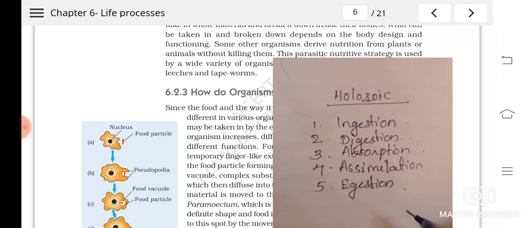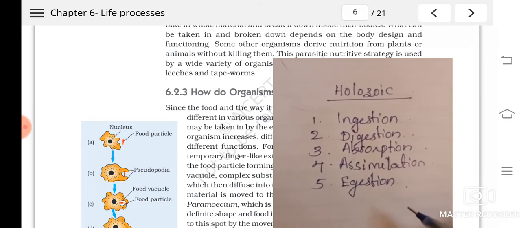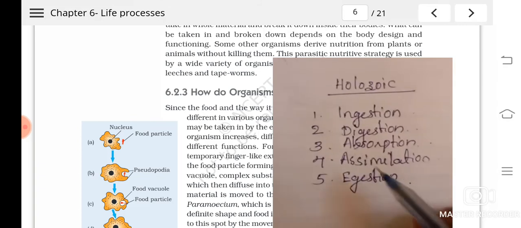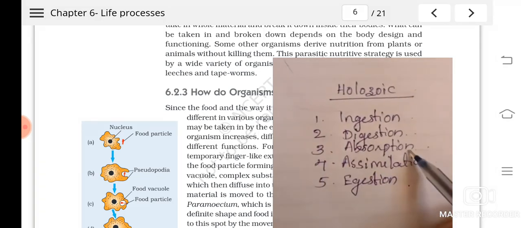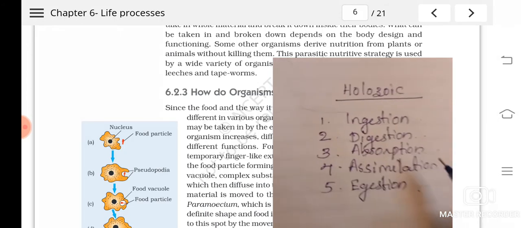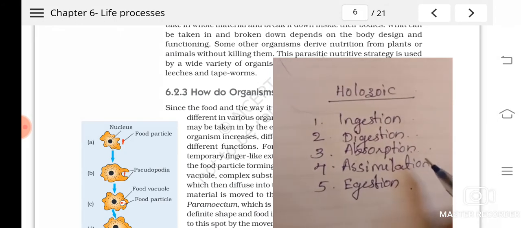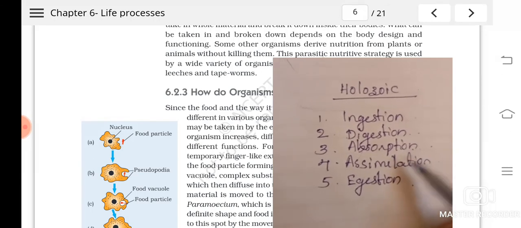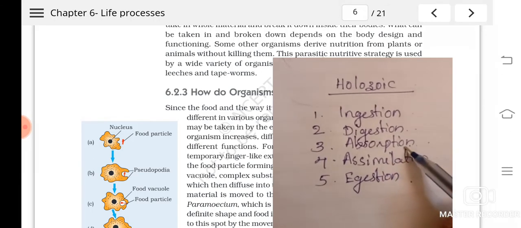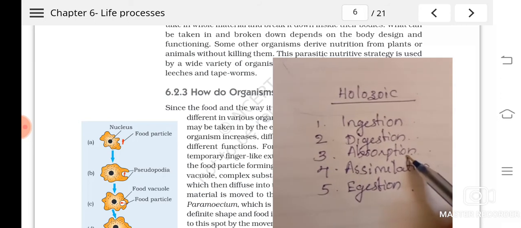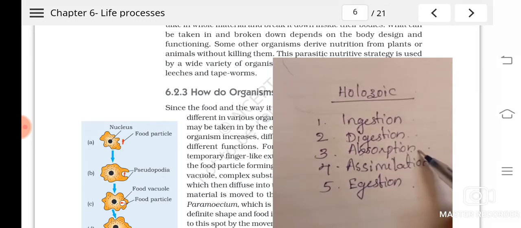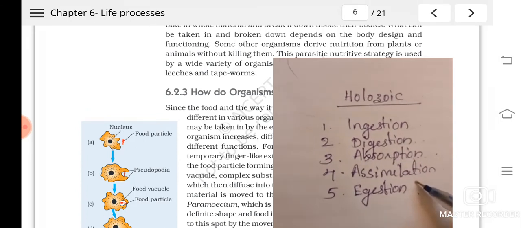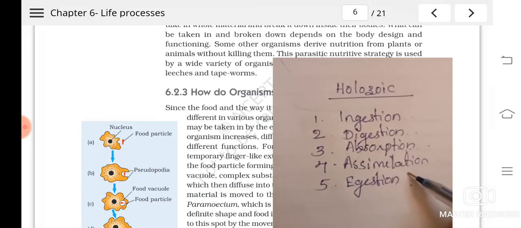that can be absorbed. So that process is called what? Digestion. The conversion of complex food materials into simpler forms. Then next is what? Absorption. Absorption is actually the mixing of the digested food into the bloodstream. Understood? So the mixing up of the digested food into the body fluid is called what? Absorption.